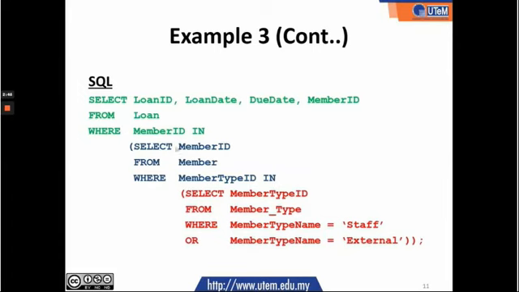We need to include open and close parentheses for this outer query. Next, this statement. This outer query will get the loan details from the loan table that has member ID 1015 and 3000.